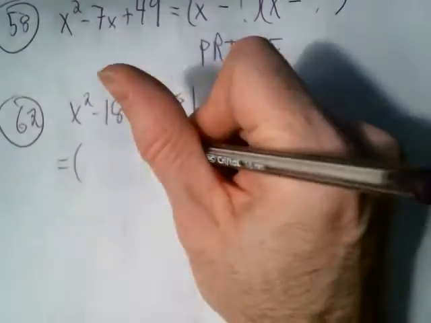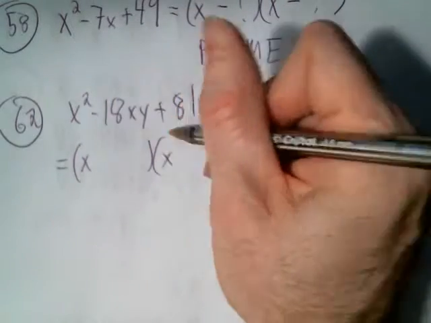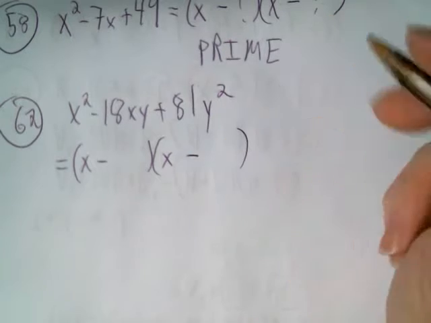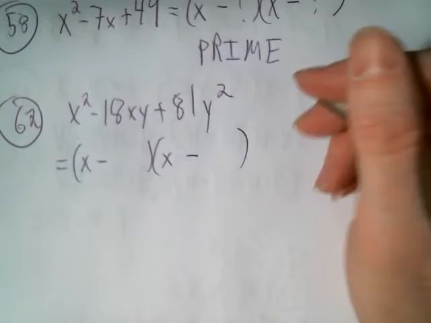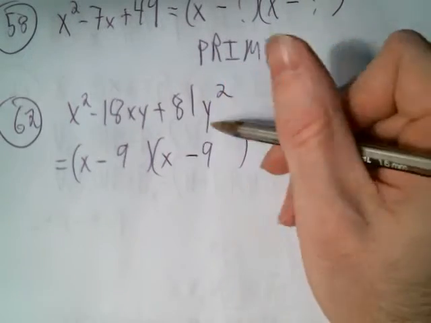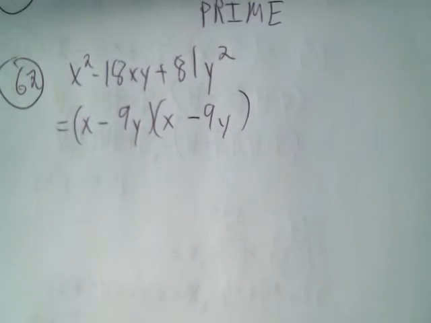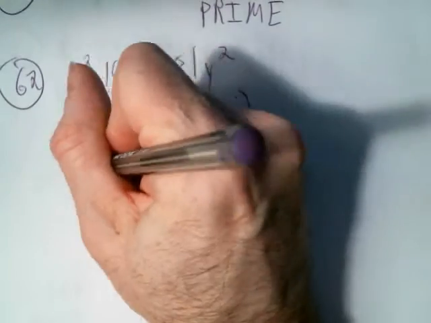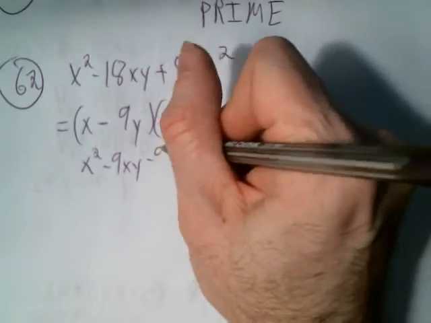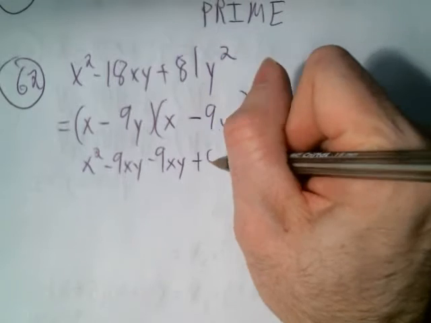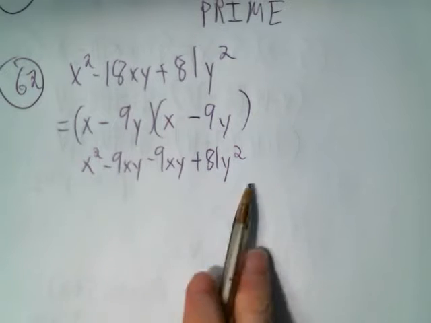Okay, so as usual, we're hopeful it's a perfect square version. So x and x, again, minus and minus. Then, you know, 9 times 9 is 81. So we hope it's 9 and 9. And of course, it's multivariable, so we want to slip a y in there as well. FOIL it out, see if it works. x squared minus 9xy minus 9xy and plus 81y squared. 9 and 9 is 18. Yeah, it worked.